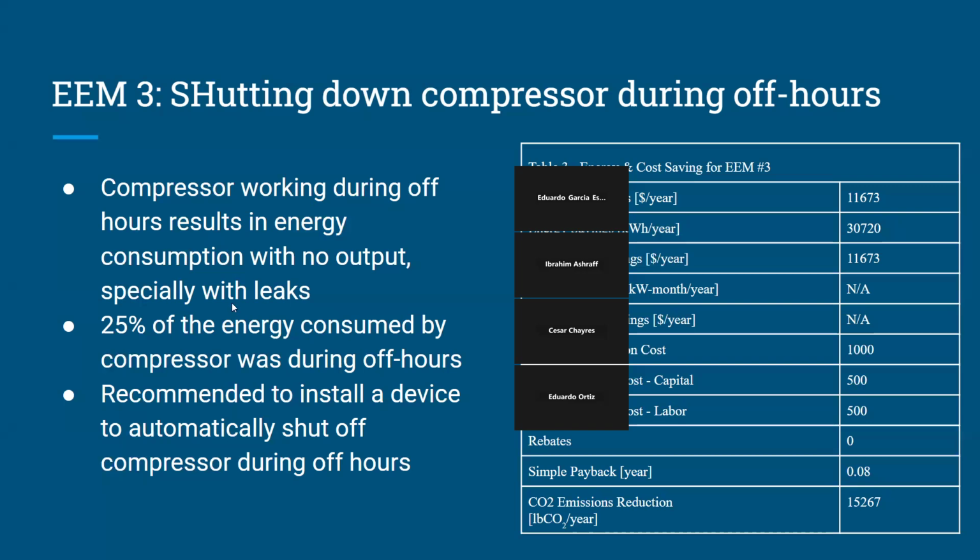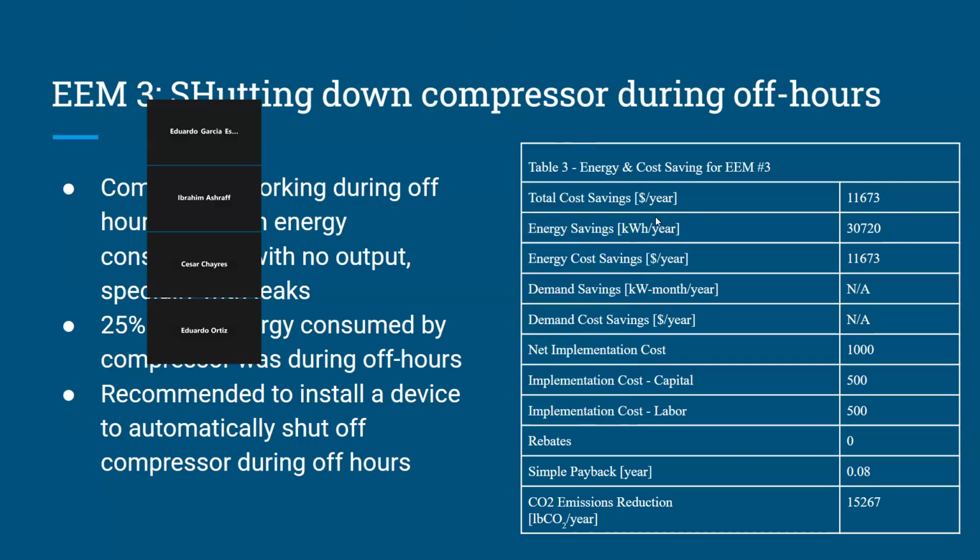So we're estimating about 25% of the energy consumed by the compressor was during the off hours, according to the logger data, which is about 30,000 kilowatts of energy wasted a year and about $11,000 of money gone. So being able to install this, we're estimating about a total cost of $1,000 to install this device in the compressor. So installing this will save us about $11,000 a year. And the simple payback time is about a month. So installing this device will lead to lots of benefits for the energy savings.